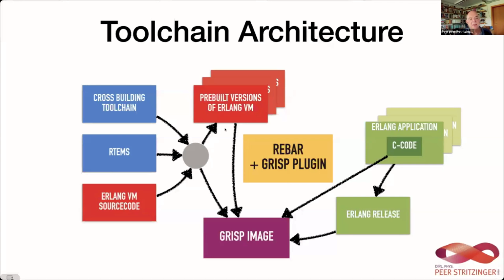Because we don't change the Erlang VM so often, if you don't touch C code in the Erlang application, so if you don't have what we call a NIF, a native implemented function that calls out into C, and we only use the bundled C code, then we can use pre-built versions of the Erlang VM, because we cross-build it once and it just downloads it. It sees, oh, nothing changed at the C code level, I just use the pre-built stuff.